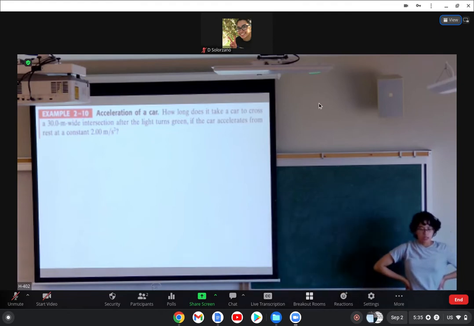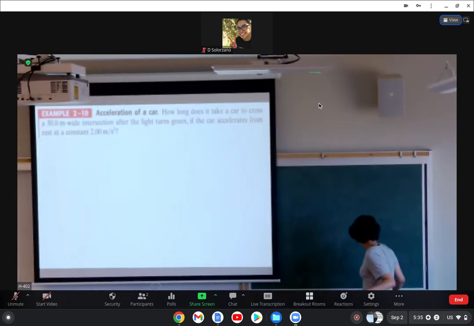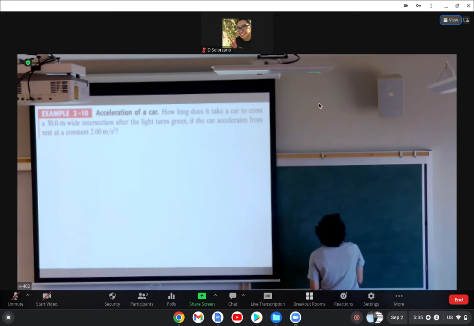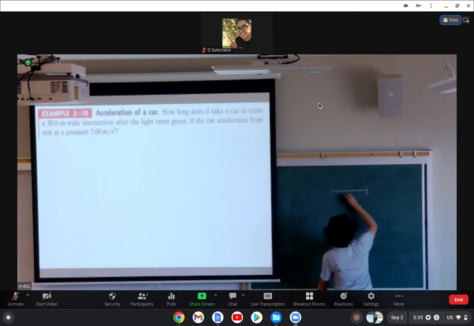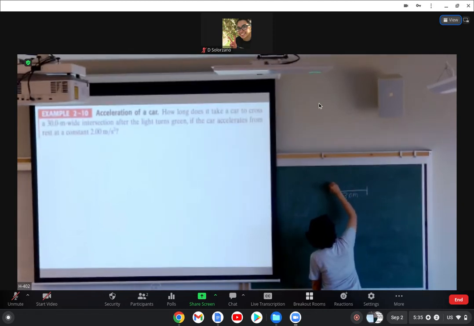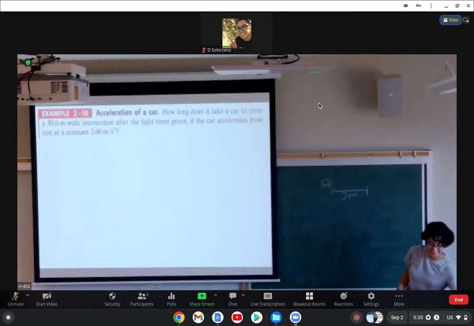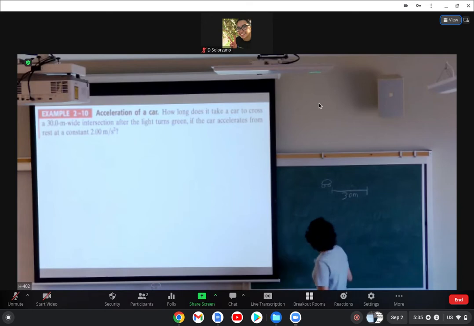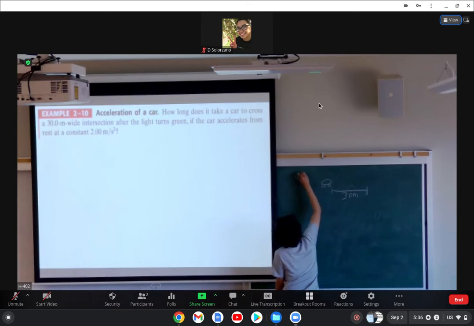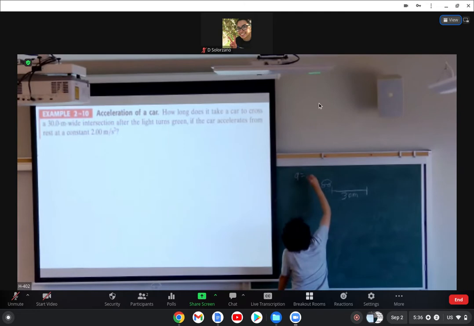How long does it take a car to cross a 30-meter wide intersection? So, you have a car, you have a 30-meter wide intersection. 30 meters, and then we'll just put the car over here. That's a car. If the car accelerates from rest at a constant 2 meters per second squared. So you know acceleration is constant because they tell you. Acceleration equals 2 meters per second squared.